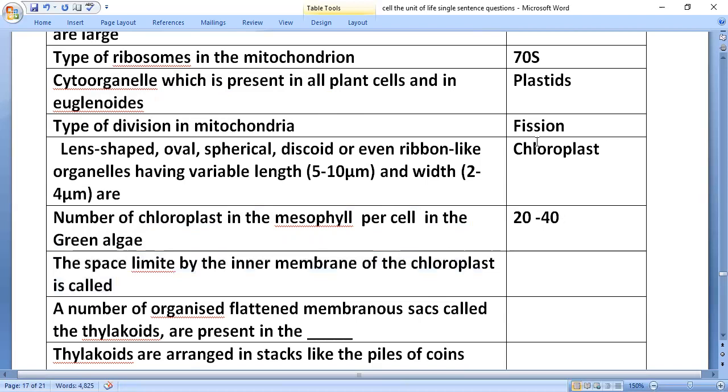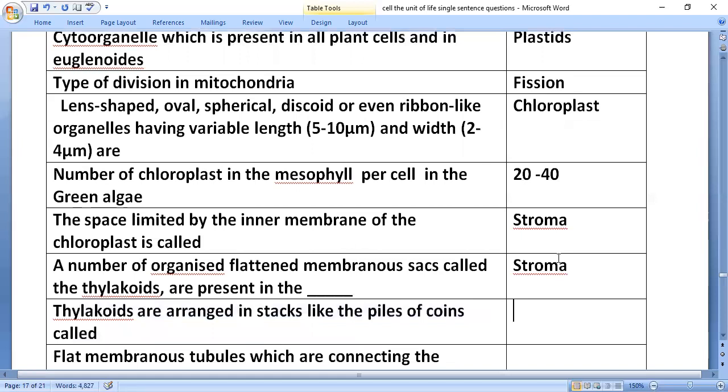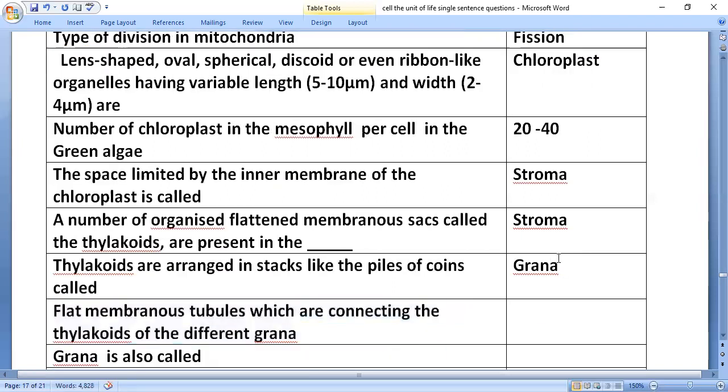The space limited by the inner membrane of the chloroplast is called stroma. A number of organized flattened membranous sacs called the thylakoids are present in the stroma. Thylakoids are arranged in stacks like the piles of coins called grana. Flat membranous tubules which connect the thylakoids of the different grana are called stroma lamellae.